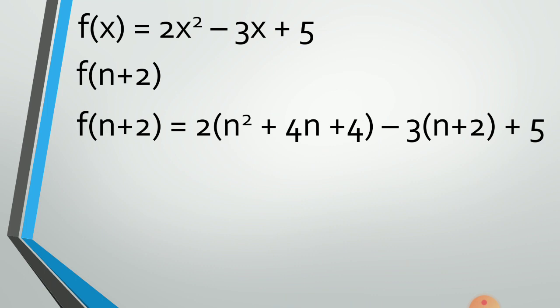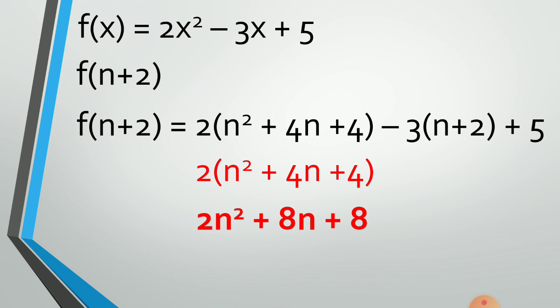Then, next to simplify will be 2 times the quantity n squared plus 4n plus 4. So in here, we will distribute 2 to each term inside the parentheses. Meaning to say, that will be 2 times n squared, then 2 times 4n, and 2 times 4. So that will now be 2n squared plus 8n plus 8.